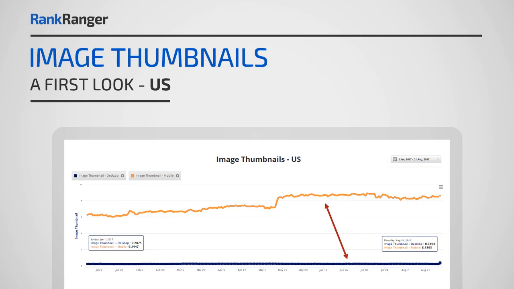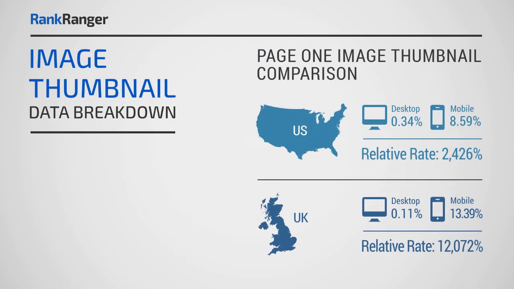Jumping to image thumbnails in the US, and you have the same exact story, right? The bottom blue line is desktop, the top orange line is mobile, and there's this enormous gap between image thumbnails on mobile and image thumbnails on desktop, with way more image thumbnails being shown by Google on mobile than on desktop. So let's actually break down the numbers a little bit. The relative rate out of the US is 2,500% more on mobile than on desktop, meaning the increase in the frequency that Google is showing image thumbnails on mobile relative to desktop is 2,500% in the US.